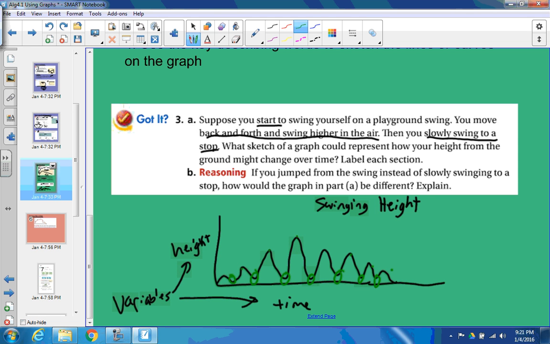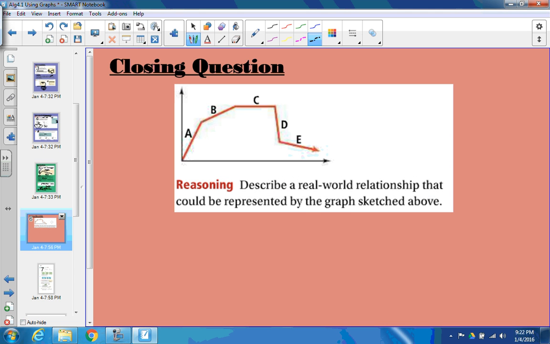Part B says if you jump from the swing instead of slowly swinging to a stop, how would the graph in part A be different? Well, I would think once you got to your highest point, you'd actually go up, up, up, and then you'd actually get back down. So that's what that would look like, I think. So that is section 4.1. I do have one closing question for you to think about. It says, describe a real-world relationship that could be represented by the graph sketched above. So you're going to answer a question on that.